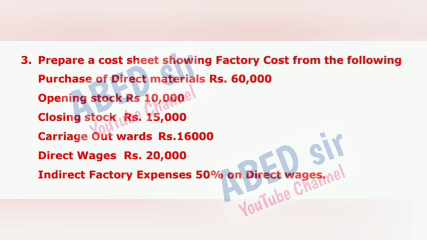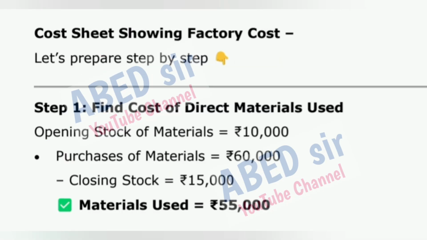Purchase of direct materials 60,000 rupees. Opening stock 10,000 rupees. Closing stock 15,000 rupees. Carriage outwards 16,000 rupees. Direct wages 20,000 rupees. Indirect factory expenses 50% on direct wages. Cost sheet showing factory cost. Let's prepare step by step.